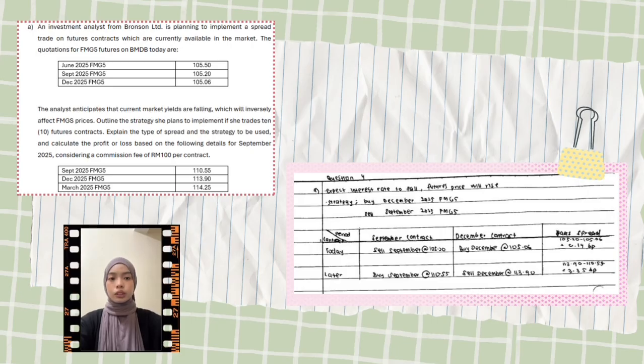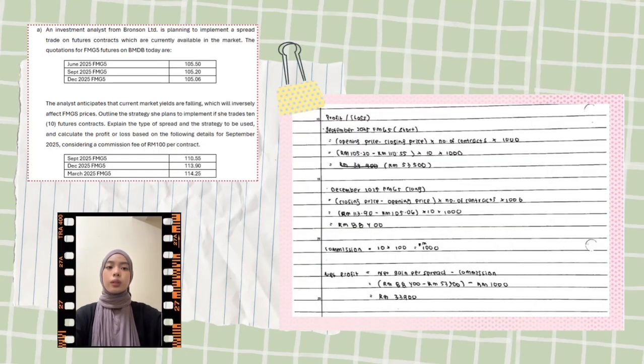Later, at maturity, we buy September 2025 FMG5 at 110 ringgit 55 cent, and then we sell December 2025 FMG5 at 113 ringgit and 90 cent. The basis spread is 3.35 basis point. Then we will calculate profit or loss of each contract using a formula.